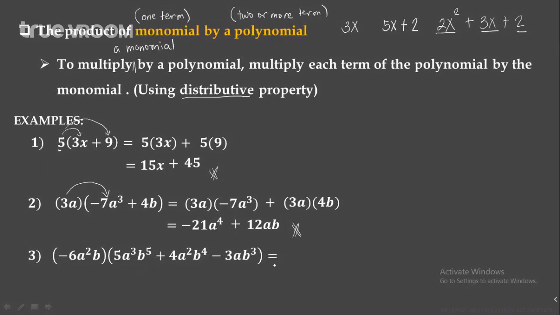Negative 6a raised to 2b times 5a raised to 3b raised to 5. All right, next. What will be our symbol, plus or minus? Plus, because our first symbol here is plus. Next, negative 6a raised to 2b times 4a raised to 2b raised to 4.